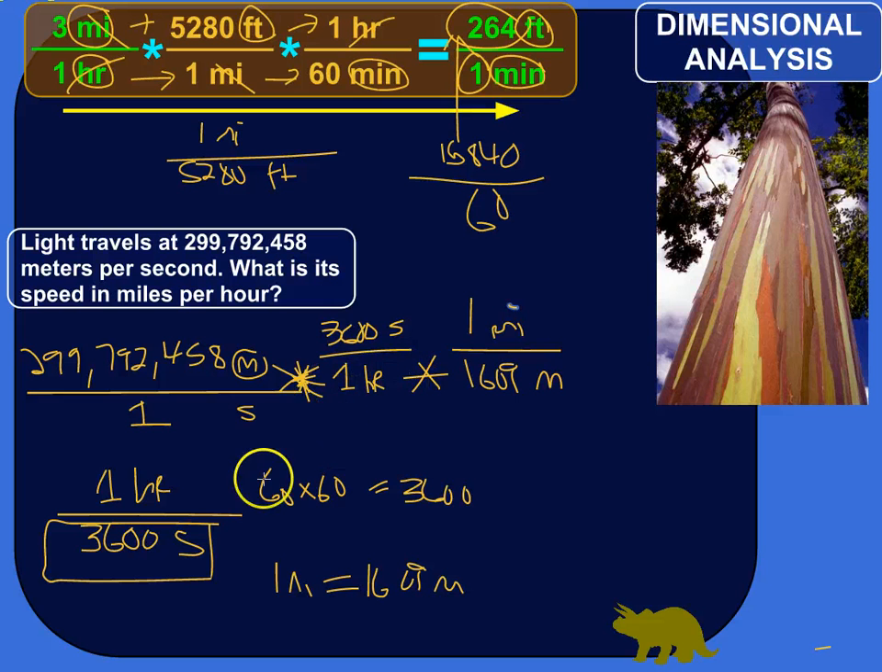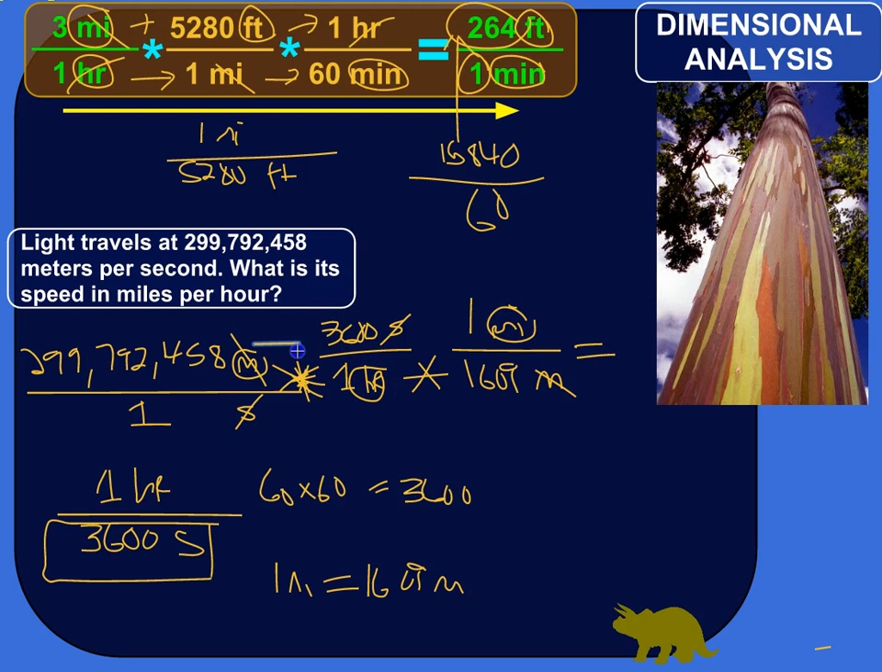Now we're going to convert the seconds to hours first. So there's 3,600 seconds per 1 hour. So the seconds will cancel out: seconds on top, seconds on the bottom. And then we're going to convert the meters to miles. I'm putting miles on the top, and for every 1 mile, there's 1,609 meters. I'm putting the meters on the bottom so that meters and meters cancel out. Okay, so let's do the cancellations. Meters and meters cancel out. Seconds and seconds cancel out. So all I'm left with is miles and hours, which is what I want. I want miles per hour.